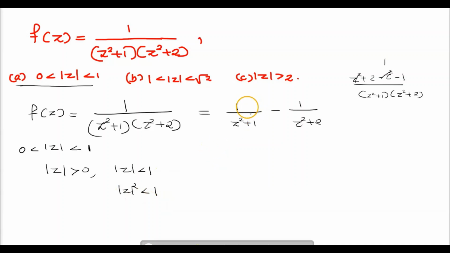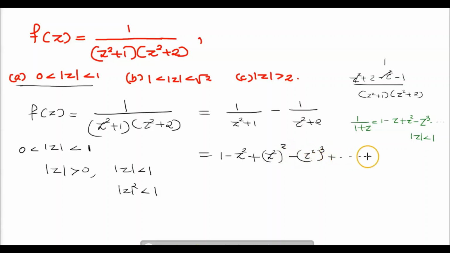Then we can use, this is 1 by 1 plus z square, we can use geometric series. 1 by 1 plus z is equal to 1 minus z plus z square minus z cube etc., which is valid for mod z less than 1. Then instead of z, we put z square since mod z square is also less than 1. So this is 1 by 1 plus z square is 1 minus z square plus (z square) all square minus (z square) all cube plus etc., which is valid for mod z square less than 1.